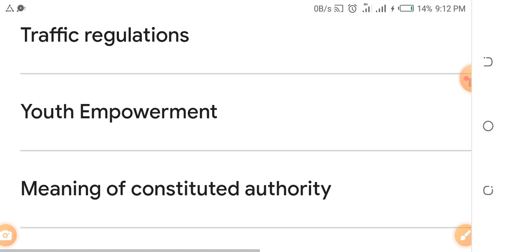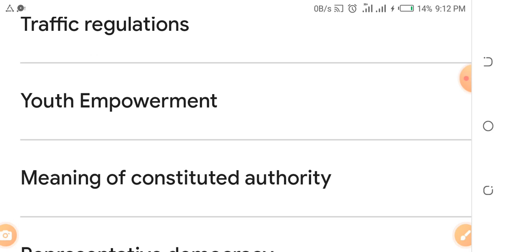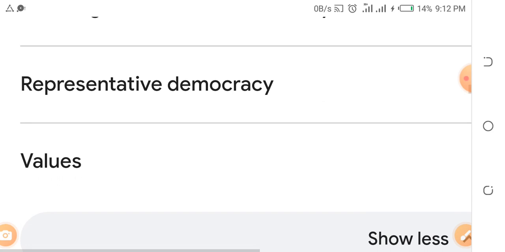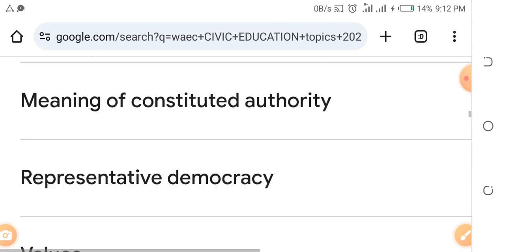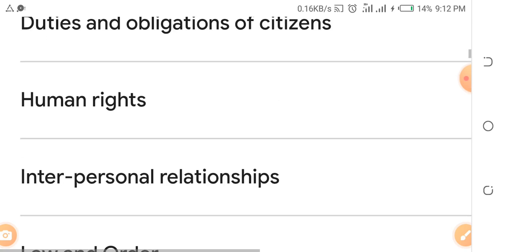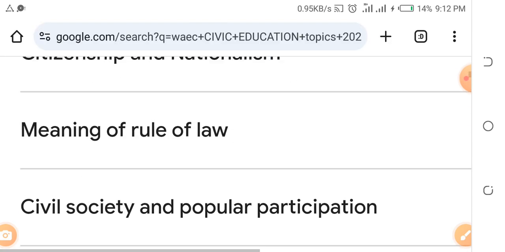Then meaning of constituted authority. Representative democracy is another one. Then values. Values is the last one. Let me give it to you again, so that you will not have any excuse.